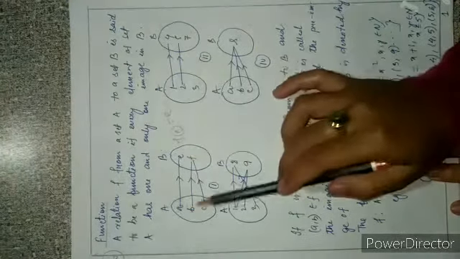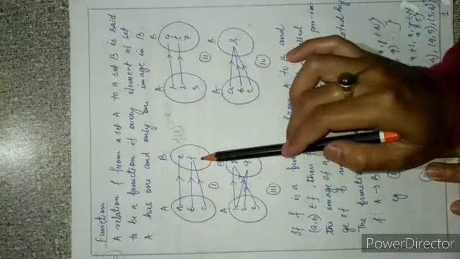Image of A is E, image of B is F, and image of C is F.